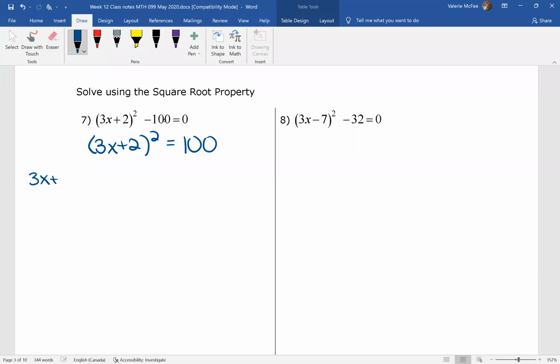Now that we've isolated the square, we have two equations. 3x plus 2 equals the positive root of 100. 3x plus 2 equals the negative root of 100. We know the square root of 100 is 10.